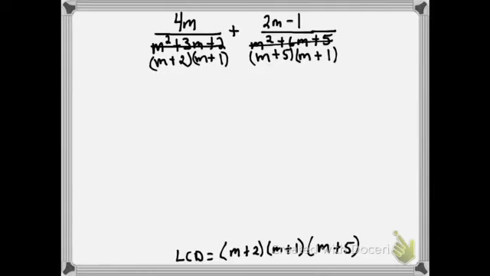Now, we want to make sure that we make both of these denominators be this common denominator on the bottom. That's what we're trying to get. We're trying to get all three of these factors in each of these. If you look at this first fraction and look at what it's missing, it does not have the m plus 5. It's got the m plus 2, it's got the m plus 1, it does not have that m plus 5. And so we need to multiply this first fraction by m plus 5 on the top and on the bottom.